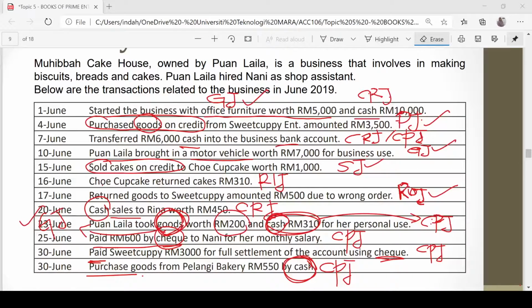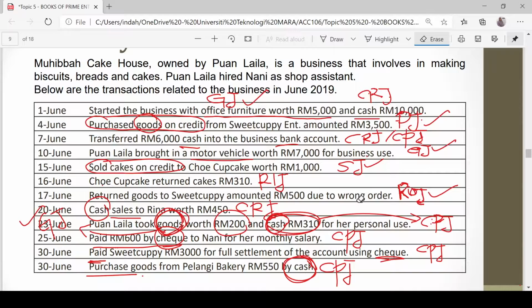Now we have identified the relevant journals for the business transactions that happened from 1st June to 30th June. Now we are going to prepare the journals. We are going to journalize the transactions. So let's look at here.